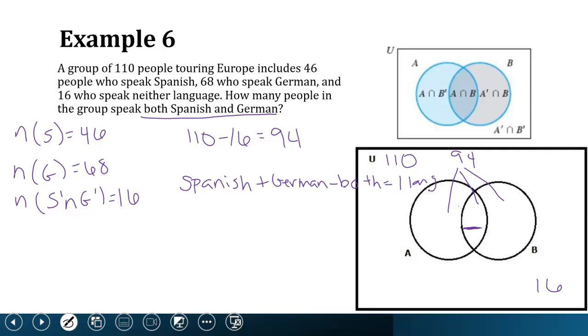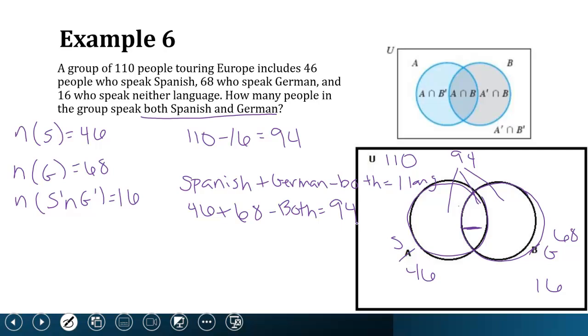So we have 46 for Spanish, so this whole circle is 46, and then this whole German side is 68, and we need to subtract the both because it'll be listed twice. We circled the middle twice; we only need it once. That equals 94, right? So we know how many it should total.